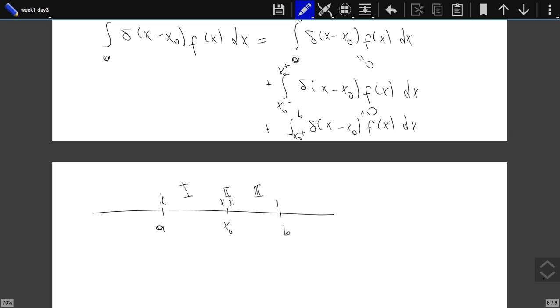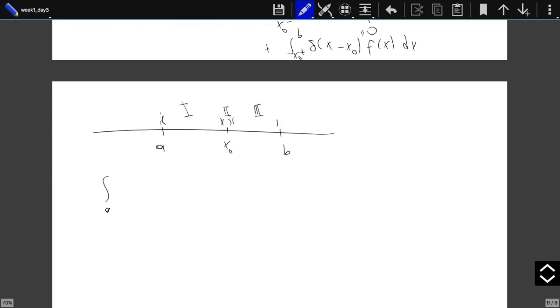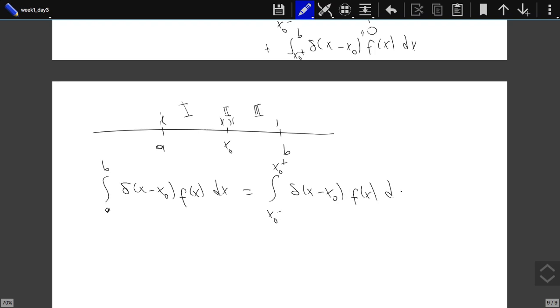So I'm only left with the second region. So from a to b, Dirac delta of x minus x0, f of x dx is equal to, from the left of x0 to the right of x0, Dirac delta of x minus x0, f of x dx. Because everywhere else, the integrand is 0. Only in this place, the integrand is non-zero. Furthermore, it is infinite.